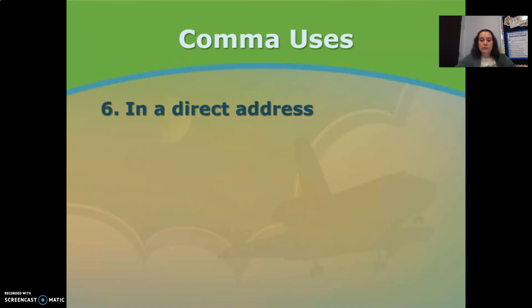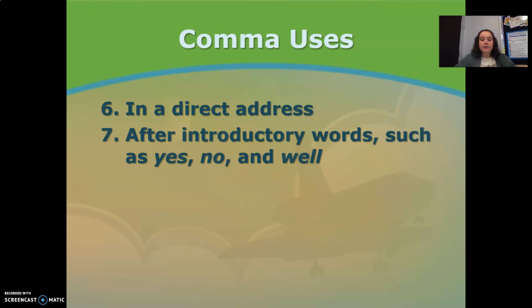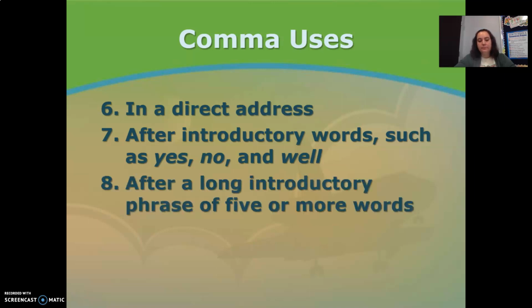In direct address, that's when we speak to someone and we use their name. Let's see, we could say, I want to go to the store, Dad, and you're speaking to Dad, you would need to put a comma before his name. After introductory words, such as yes, no, and well, yes, you may come to the store.